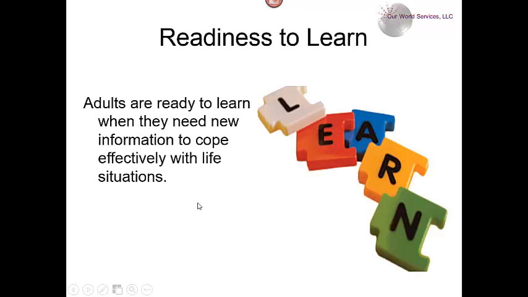Adults are ready to learn. They wouldn't have walked into the classroom otherwise. They need new information to cope effectively with life situations. For example, they cannot go repair an HVAC system or a car or a person without having the skill set to do that work, so they know they have to learn.